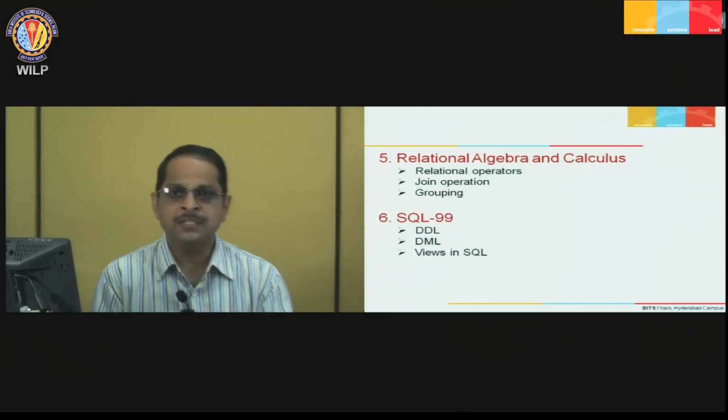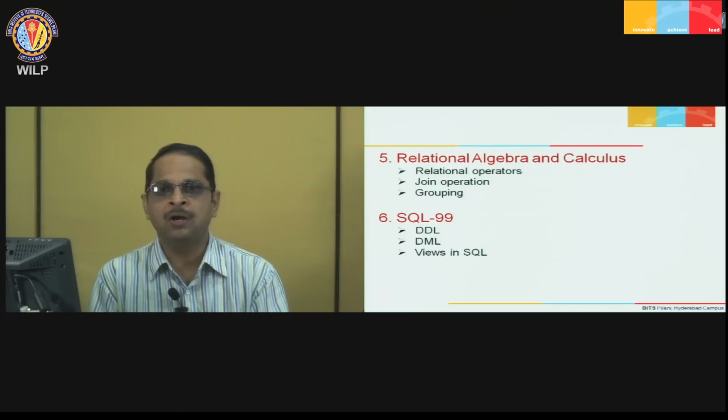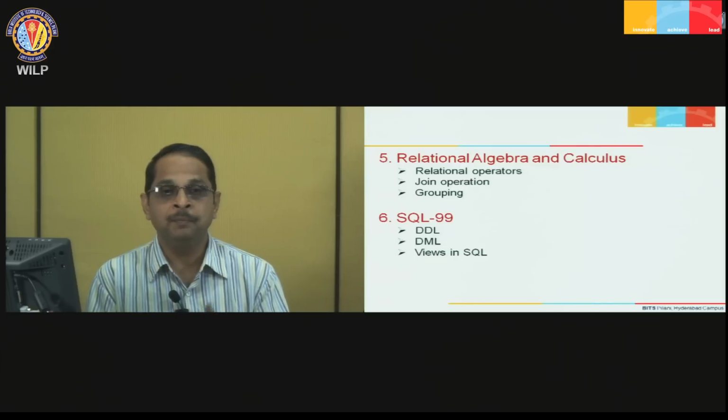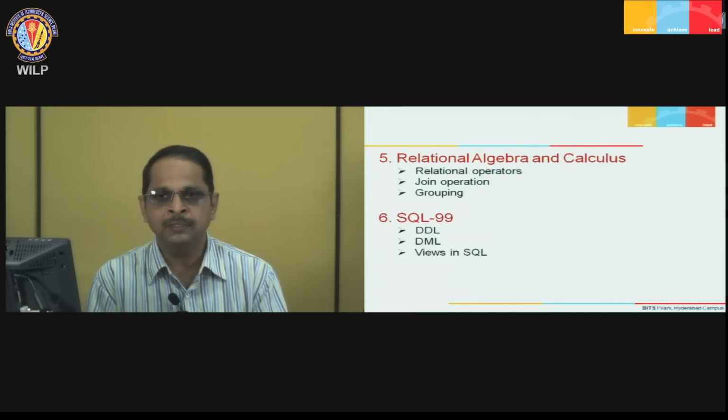The next discussion was about the relational algebra and calculus, which are the formal query languages for relational data model. We have seen relational operators, set theoretic operators, the very important and then useful operation, that is join operators and various kinds of join operations, left outer join, right outer join, full outer join, all these things we discussed. And then we have seen very useful function, that is the grouping operation, and which can be used in conjunction with the aggregate operations like sum, min, max, so on and so forth.